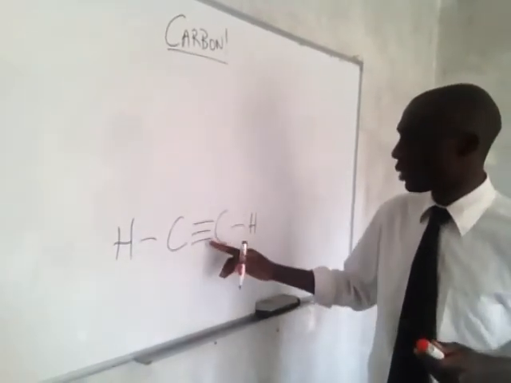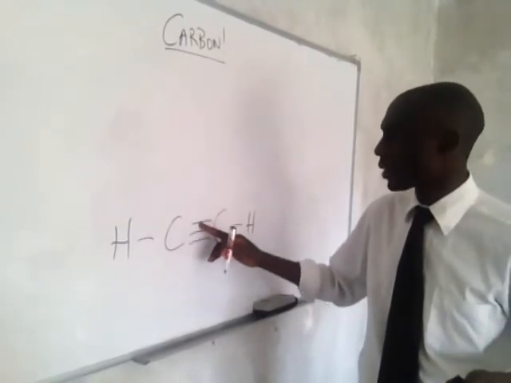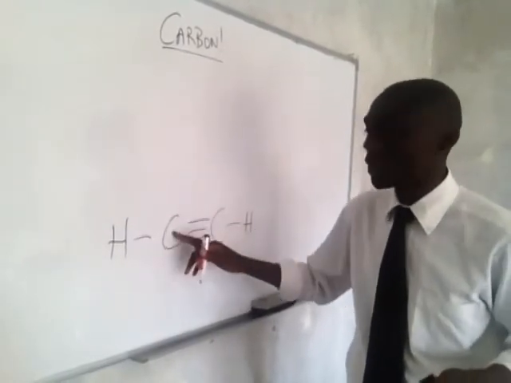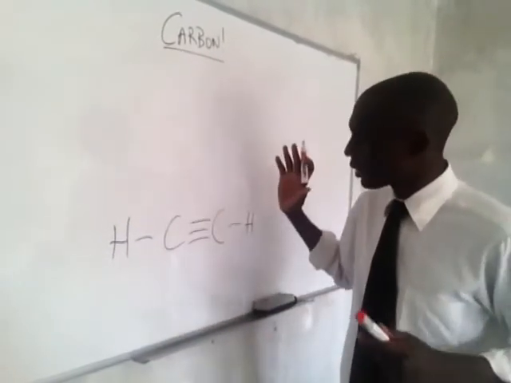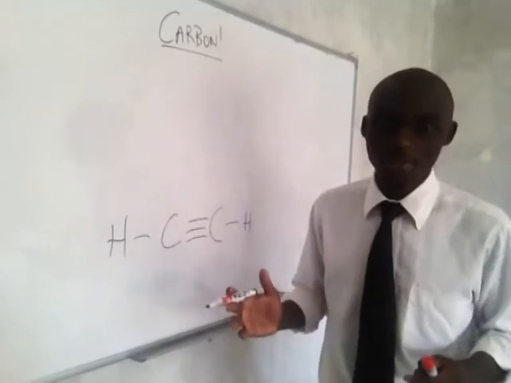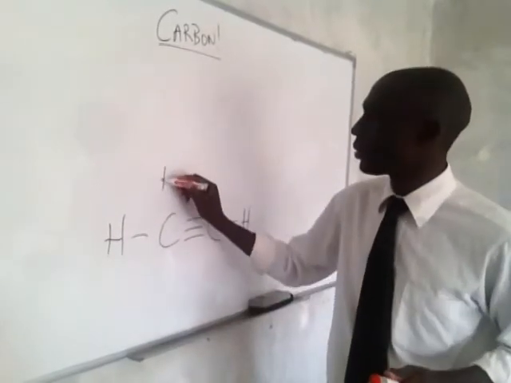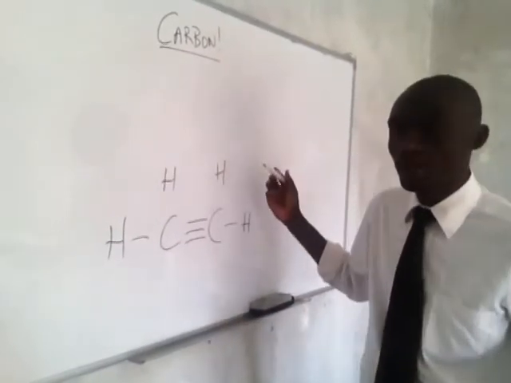We're trying to solve his problem. Is it solved? Let's count the bonds. 1, 2, 3, 4. 4 bonds for each of the carbon atoms. So they are both satisfied. Can these carbon atoms be further attached to something else? Yes, they can. Introduce 2 more hydrogens there.